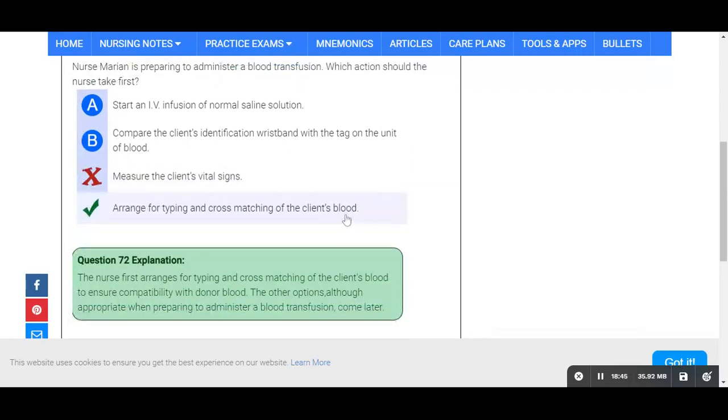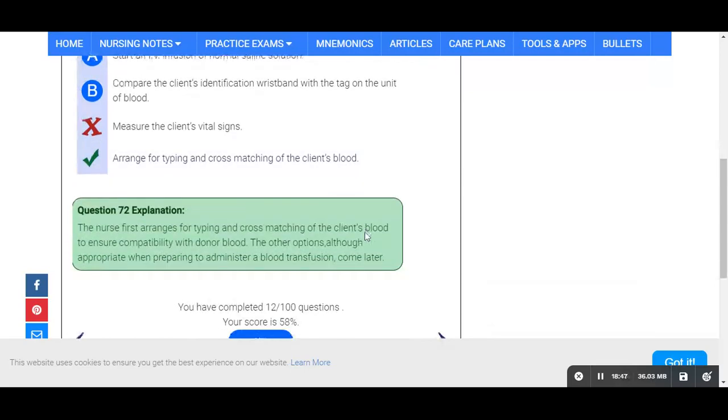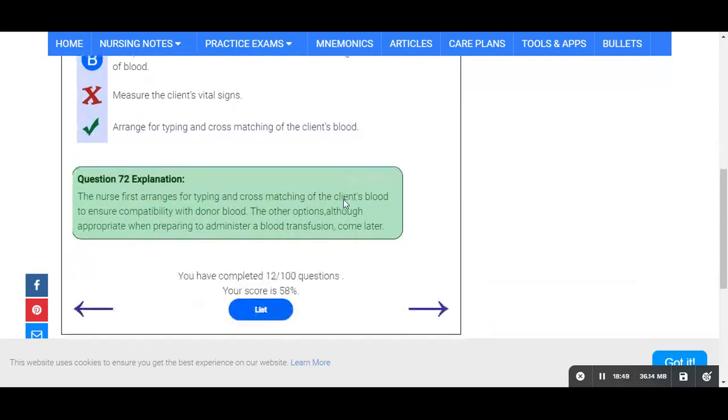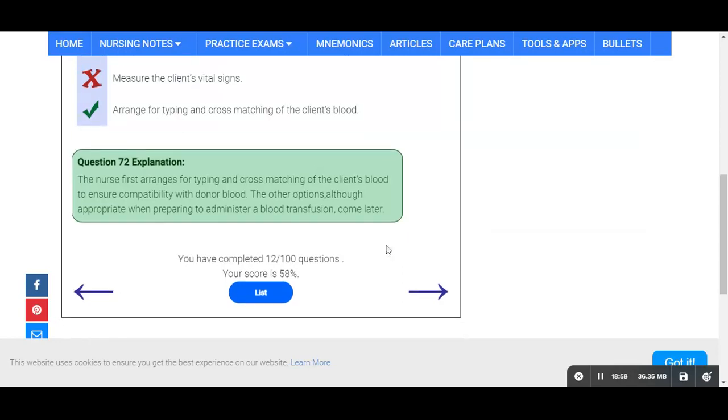Oh, arrange the typing and cross-matching of the client's blood. Did I read this one? Okay, the nurse first arranges for typing and cross-matching of the client's blood to ensure compatibility with donor blood. The other options, although appropriate when preparing to administer a blood transfusion, come later.